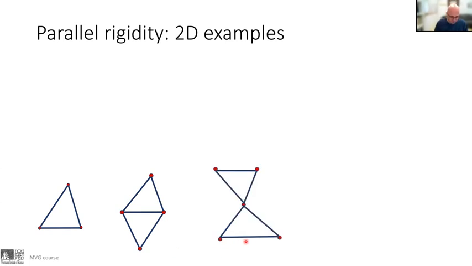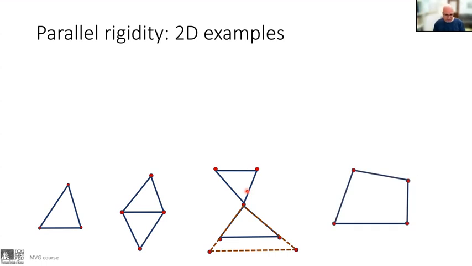What about this one? Is it parallel rigid? So think about it. Each triangle is determined up to scale. Can we scale one triangle and scale the other triangle differently? Yes, so it's not parallel rigid. Okay, so this red is an example of a different position that is not trivially related to the first position.